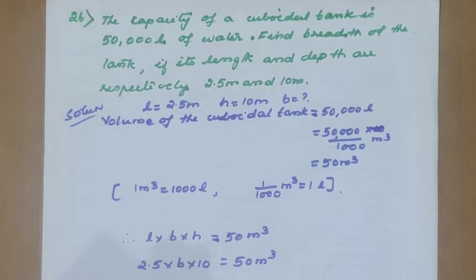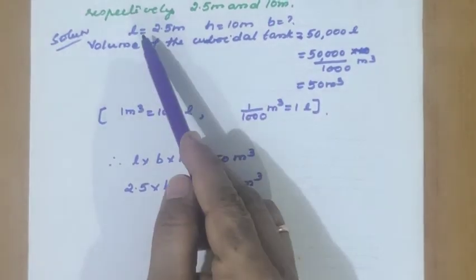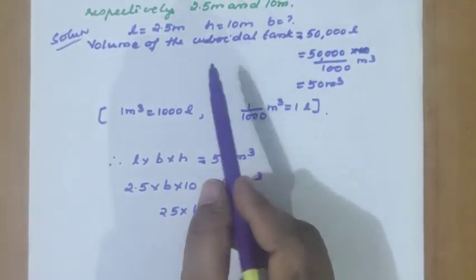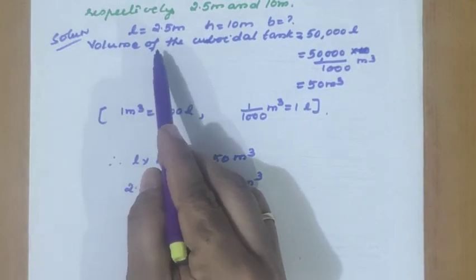26. The capacity of a cuboidal tank is 50,000 liter of water. Find the breadth of the tank if its length and depth are respectively 2.5 meter and 10 meter. So what is given in the question? Length equal to 2.5 meter, height is equal to 10 meter. What is the breadth? The question is asked for breadth of the tank.